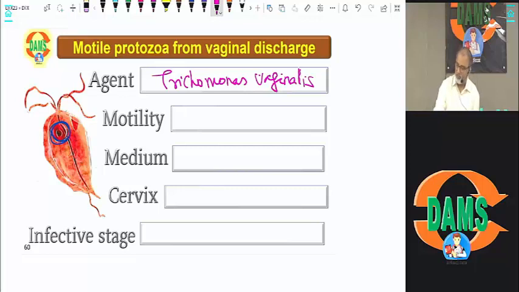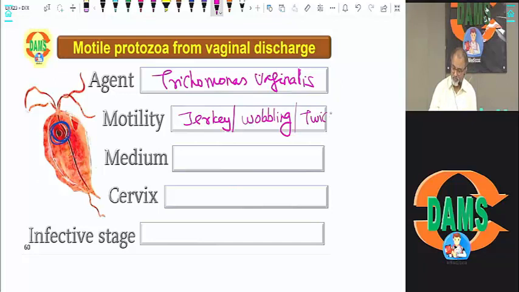Trichomonas vaginalis. What is the motility? What motility does it exhibit? Jerky motility or wobbling motility or twitching motility. Twitching motility. I have posted this motility in the group. You can just go through this.